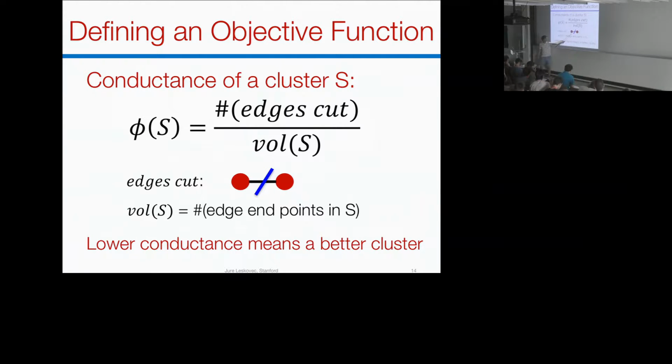Edges cut is clear, right? It's an edge where one endpoint is in S and the other one is not in S, and volume is the sum of the edge endpoints in S. So you can think of it as twice the number of edges inside S plus the number of edges that are pointing outside S. So a good cluster would be one where I cut one edge, and I have a huge number of edges inside.